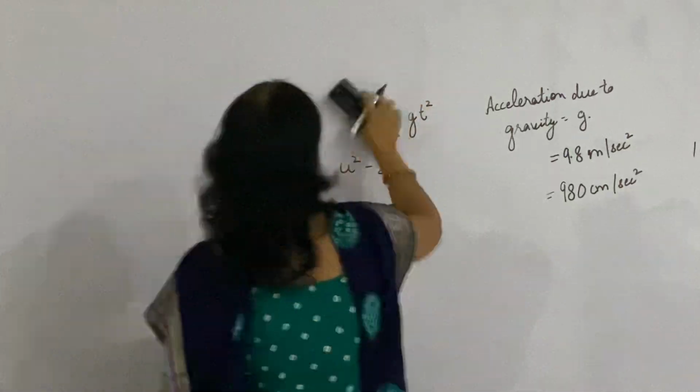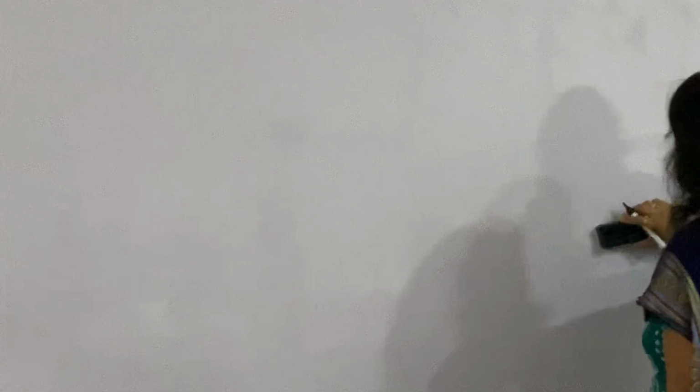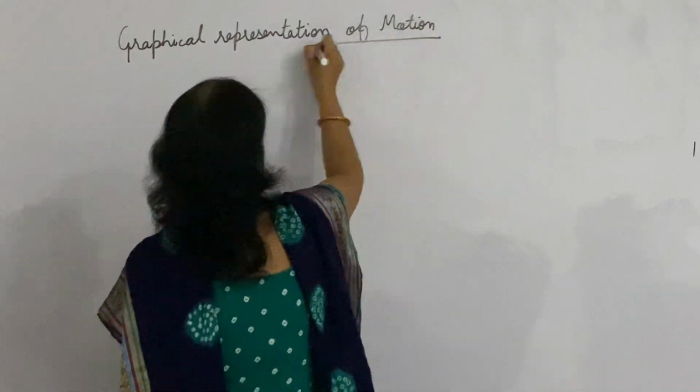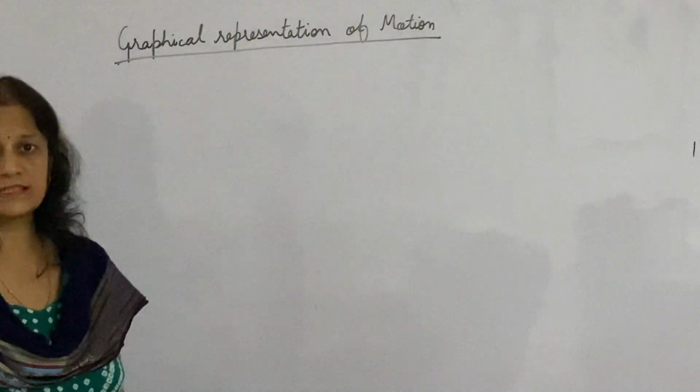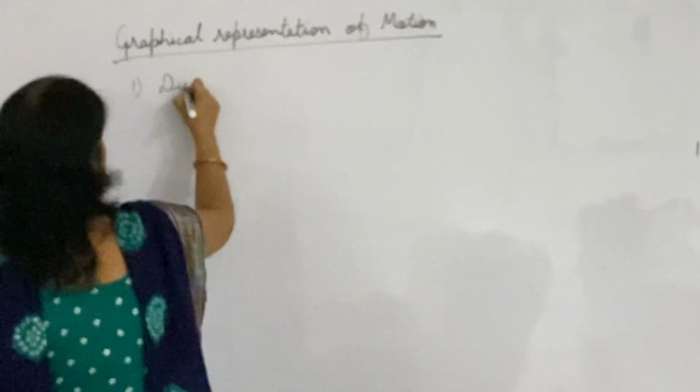In the previous class, we already discussed one type of graphical representation of motion, that is the distance time graph. There are three more types of representations, but two are included in your syllabus, so we discuss only two over here. The topic is graphical representation of motion. In the 8th class, the first is the displacement time graph.